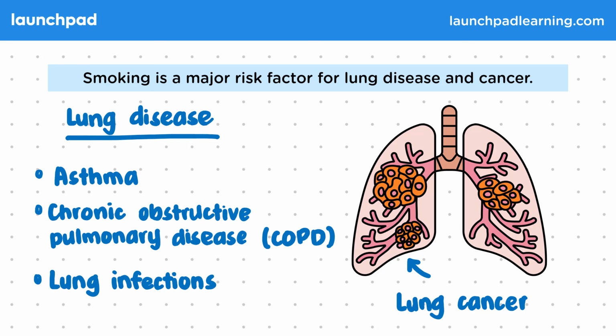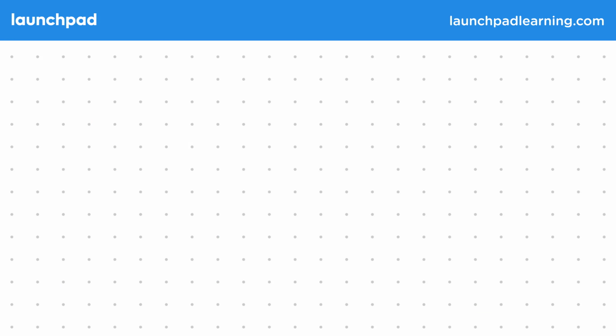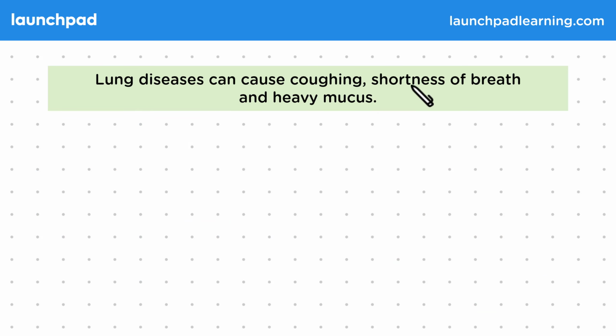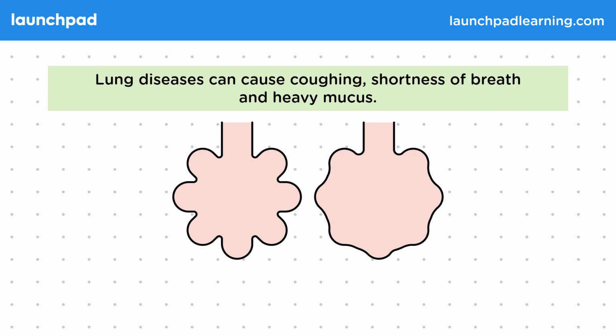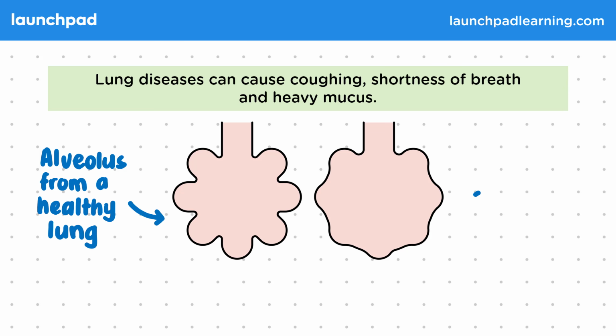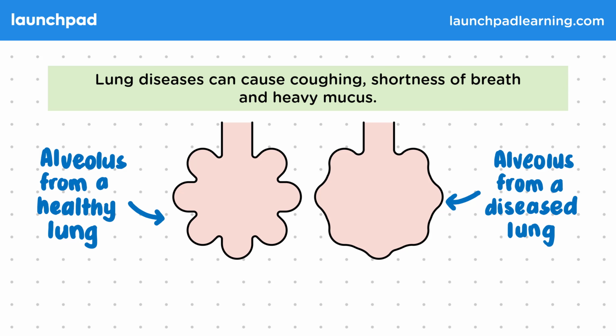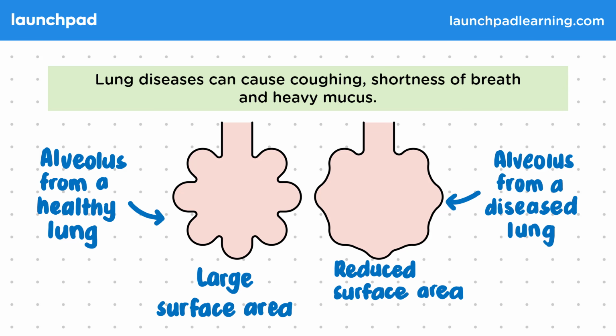So what are the symptoms of lung disease? Lung diseases can cause coughing, shortness of breath, and heavy mucus. But why do lung diseases cause these symptoms? This diagram shows two different alveoli. The alveolus on the left is from a healthy lung, and this alveolus on the right is from a diseased lung. The healthy alveolus has a large surface area, however, the diseased one has a reduced surface area. In this diagram, it's clear to see that this reduced surface area is a result of these sacs not being as pronounced as they are in the healthy lung.